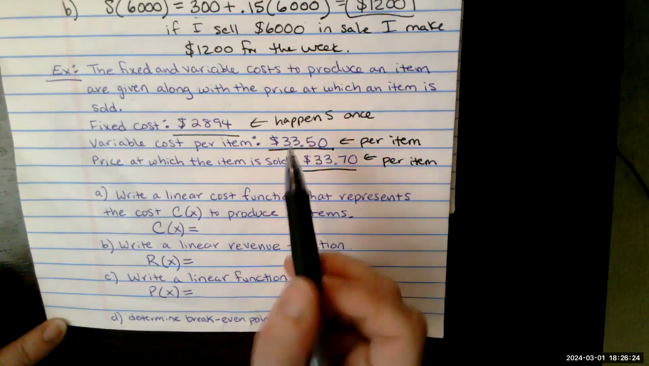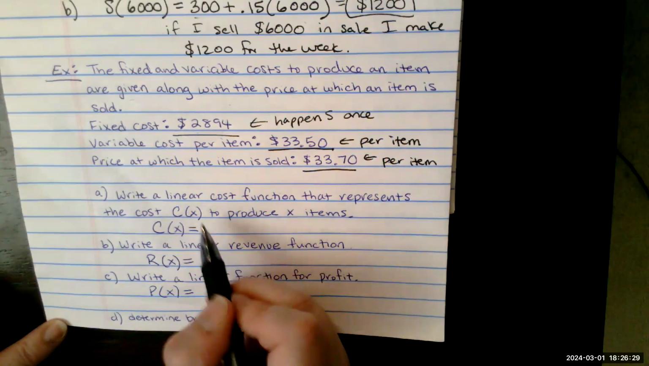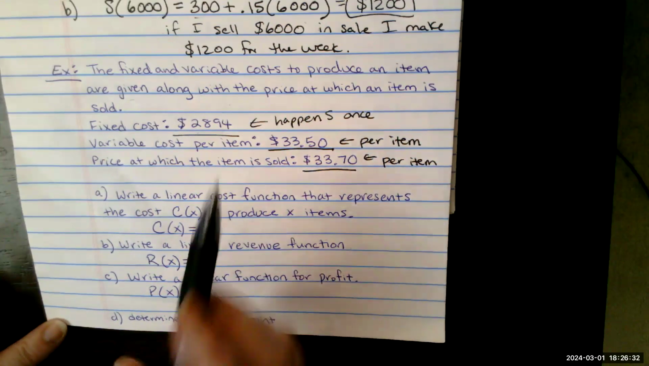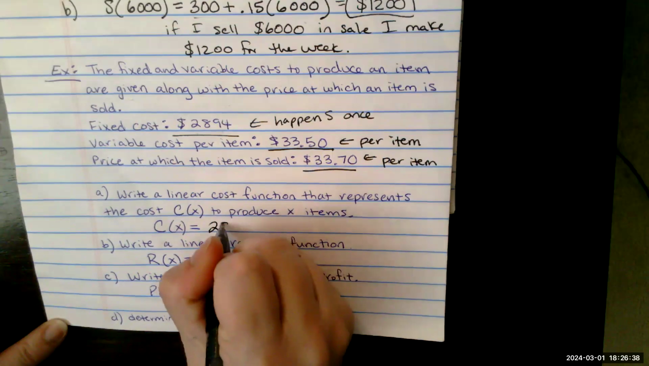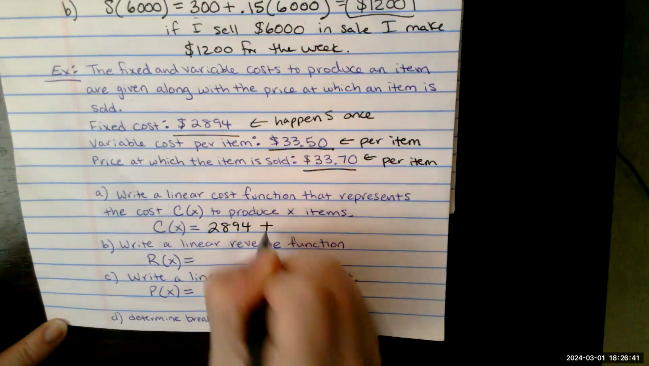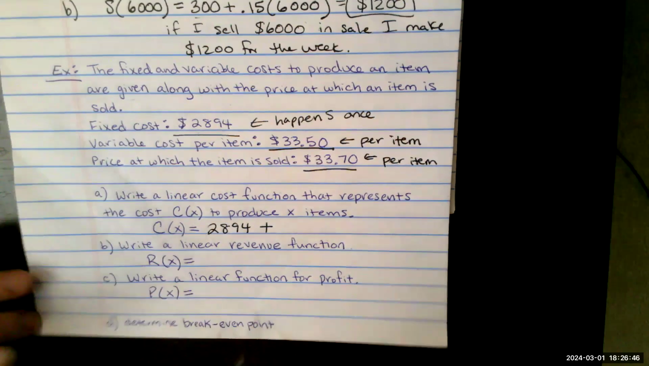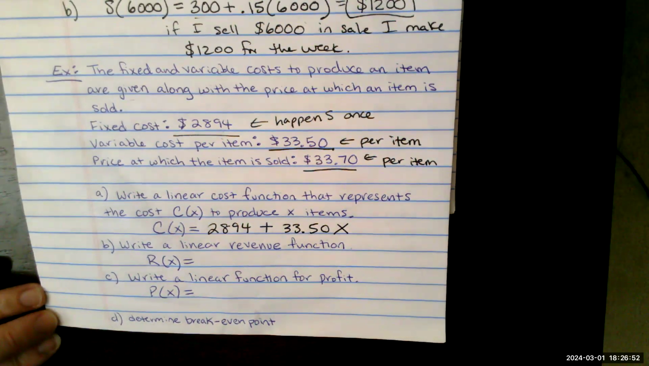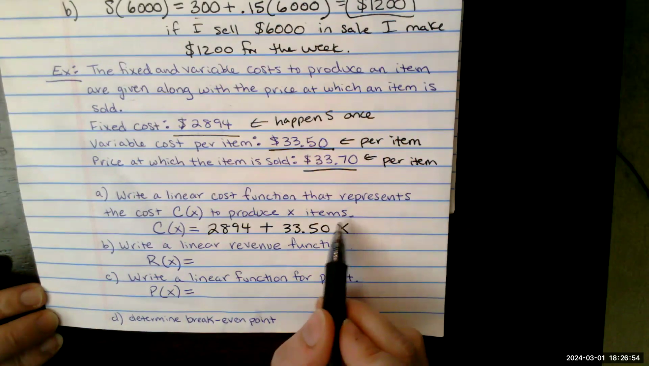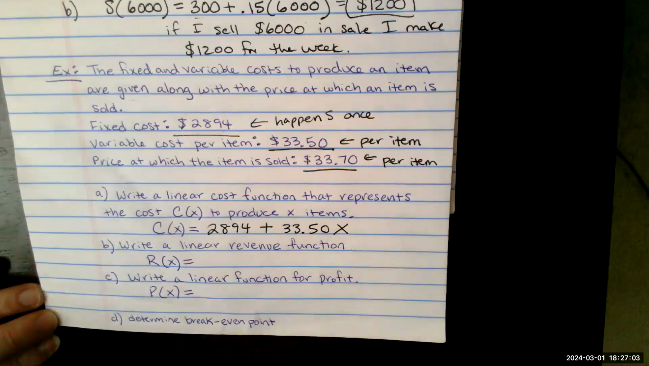Okay? So there's going to be a couple different formulas that we're going to have to deal with. First, we're going to want a formula for the cost. So it's just this and this that have to do with cost, right? This first one is the fixed one that happens once, so I'm not going to multiply it by X or anything like that. I'm just going to say I have to pay that once. But I also have to pay this $33.50 per item, which means that X is going to stand for however many items I make, right? Let's say I make 20 items, 20 times this plus this is what it would cost me to do that.